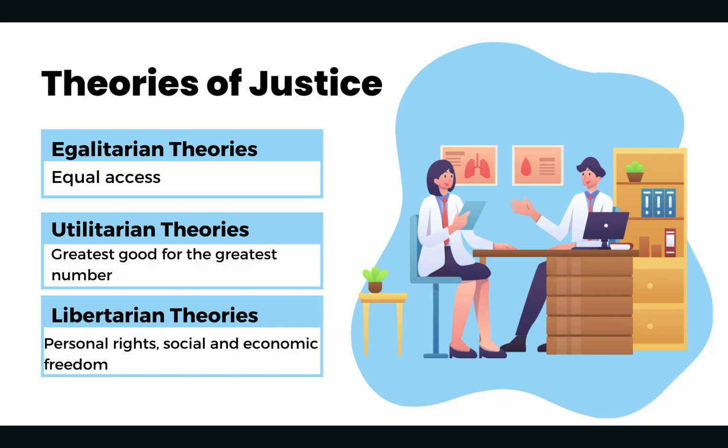Now we're on to theories of justice, and the book kind of breaks it up into three major theories: egalitarian, which is equal access; utilitarian, which is the greatest good for the greatest number; and libertarian, which have to do with personal rights and social and economic freedom. And let's talk a little bit more about each of these.